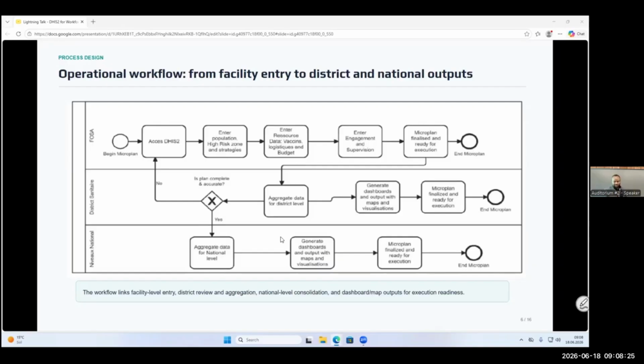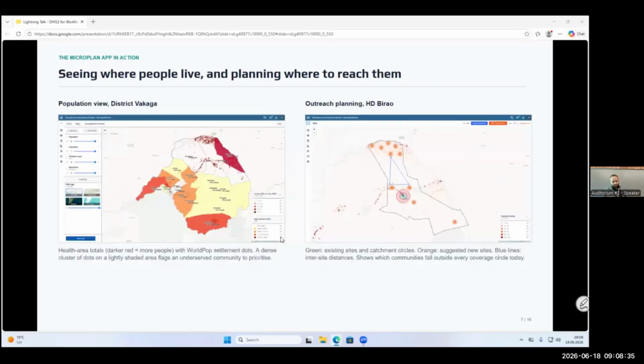We have aggregate data also. They have access to dashboards, maps and visualizations. They can print and actually go with it anywhere they go. So I realize I have 13 minutes, so I think this will give you a view of what we're able to achieve. This is a screenshot from the Microplan tool.